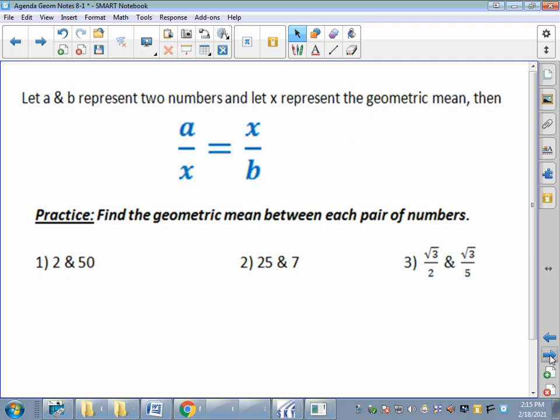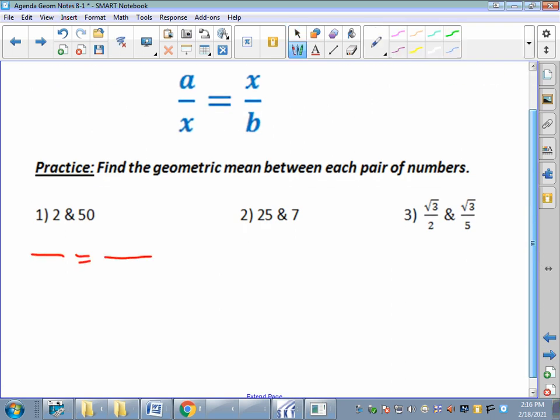It is not a coincidence that when you cross multiply, you're going to get X squared, just like we did on that last problem, and you're going to have to square things. So if I just gave you two numbers and said, hey, find the geometric mean, you'd be like, okay, I can do this. You just set yourself up a proportion.